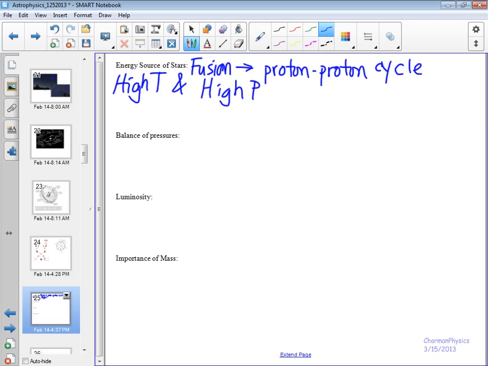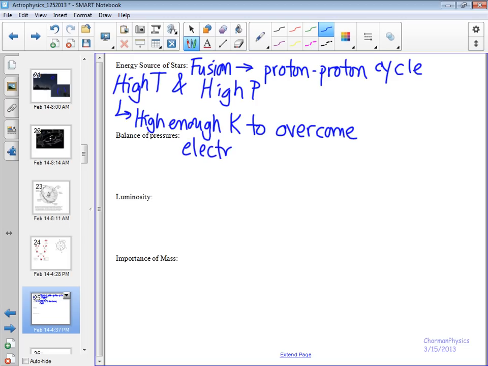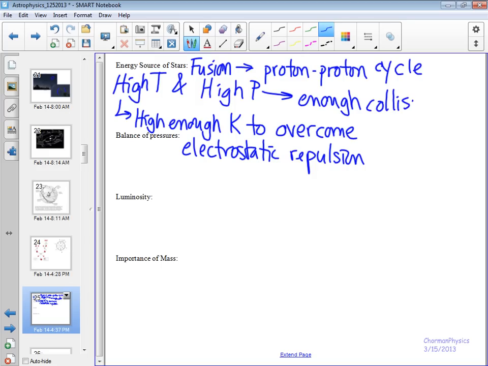The high temperature ensures that we have enough kinetic energy of the particles to overcome the electrostatic repulsion. The high pressure ensures that enough collisions happen to increase the chance of a fusion reaction. All right?